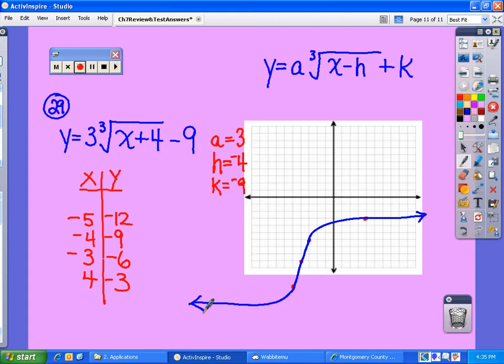Let's discuss the transformations. Remember, we're always comparing these against the parent function. In this case, y equals cube root of x. Instead of an a of 1, we have an a of 3, which represents a vertical stretch by a factor of 3.